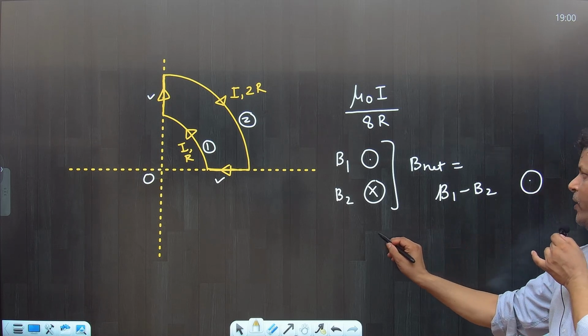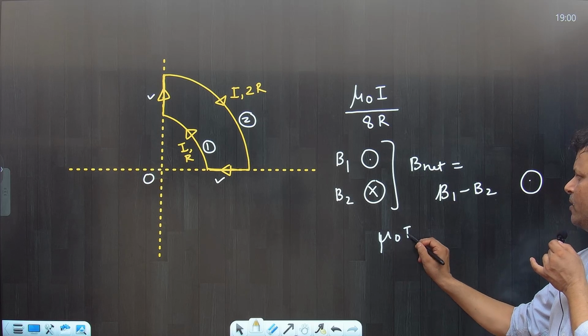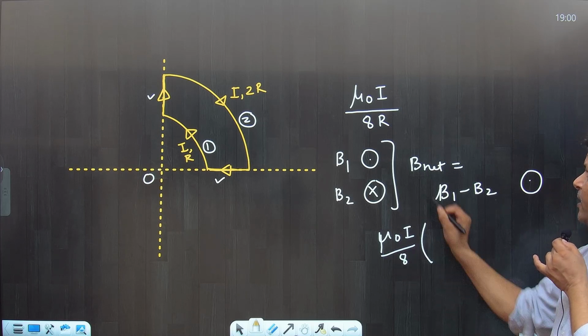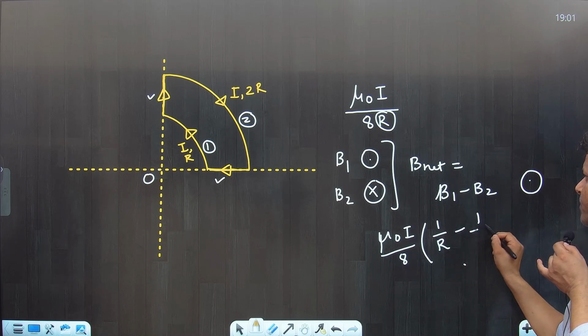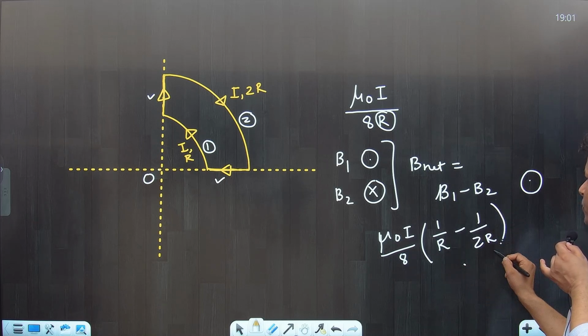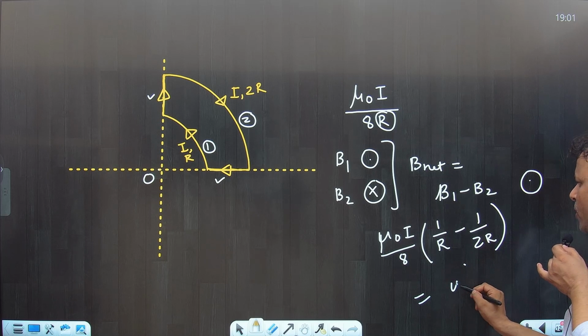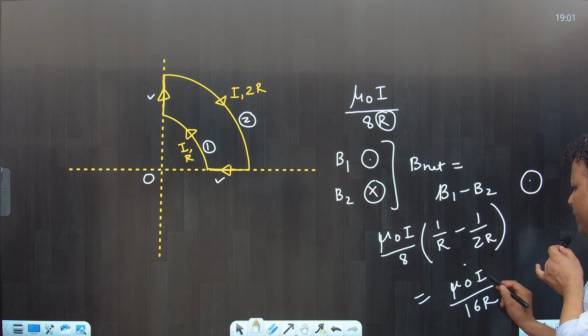Its magnitude will be: you use the formula mu naught I by 8, and for R, first you write 1 by R minus 1 by 2R. So you will get mu naught I by 16. This is the magnetic field at the center.